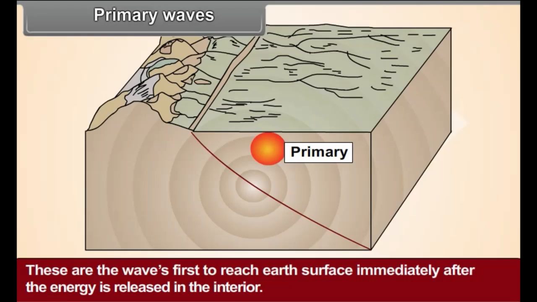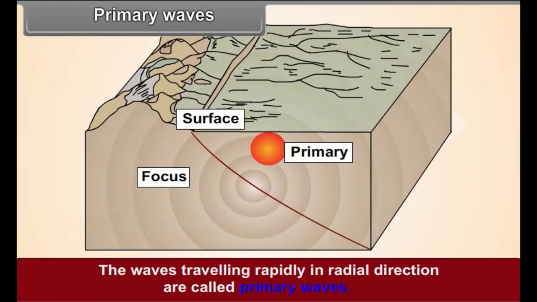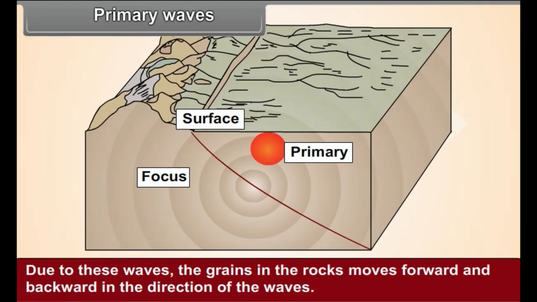Primary waves. These are the waves first to reach the Earth's surface immediately after the energy is released in the interior. The waves traveling rapidly in the radial direction are called primary waves. Due to these waves, the grains in the rocks move forward and backward in the direction of the waves.